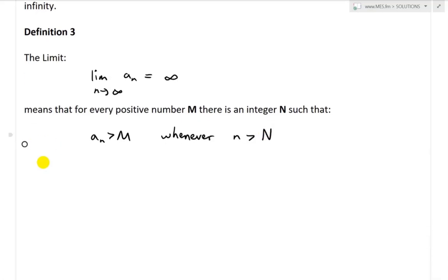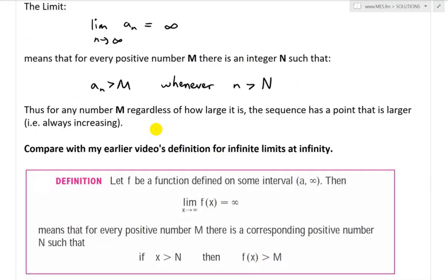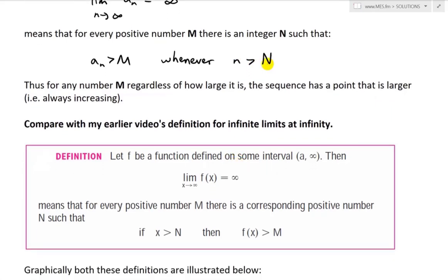So very similar, but instead of an interval, now we just have greater than a number, because it's going to infinity. Thus for any number M, regardless of how large it is, the sequence has a point that is larger, i.e. always increasing. And you can always determine that where n is greater than this specific number N.